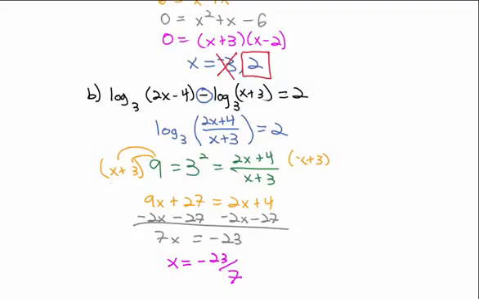Of course, we always want to check our answer. If we plug negative 23 sevenths into the first log, multiplying by 2 is going to still be negative, and adding 4 is going to keep it negative. When we plug negative 23 sevenths in, that first log becomes a negative. We have to throw that answer out, and this one actually has no solution.